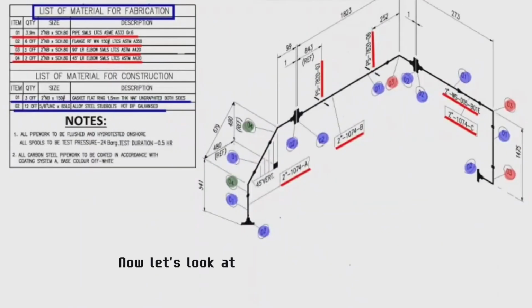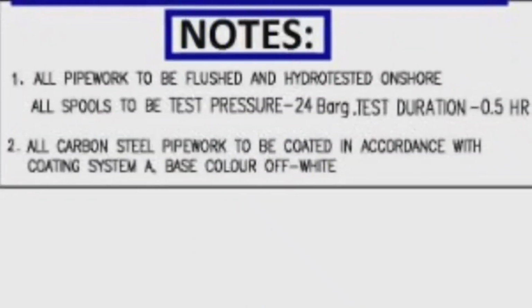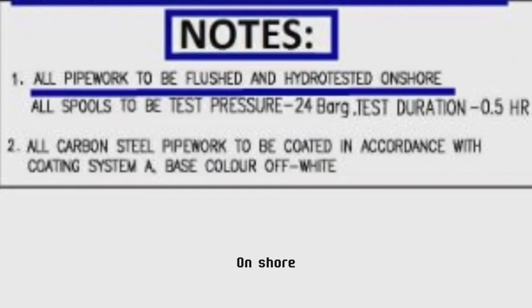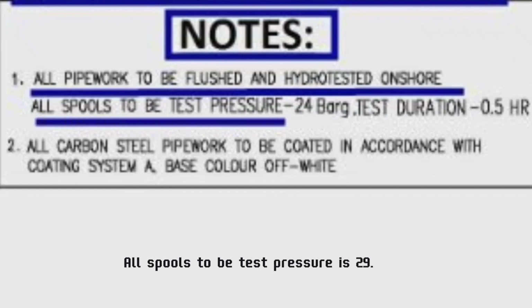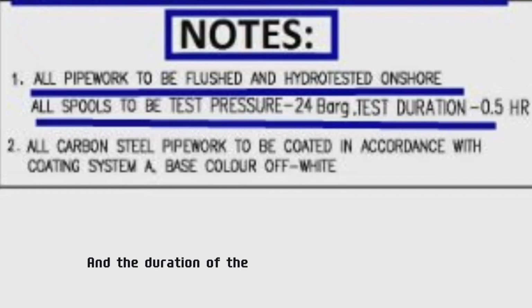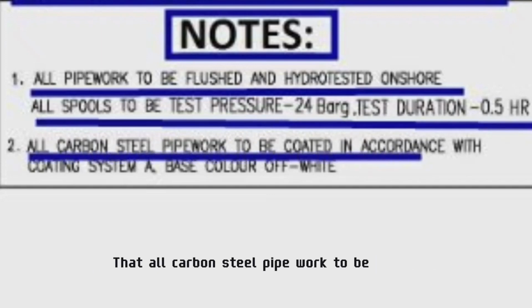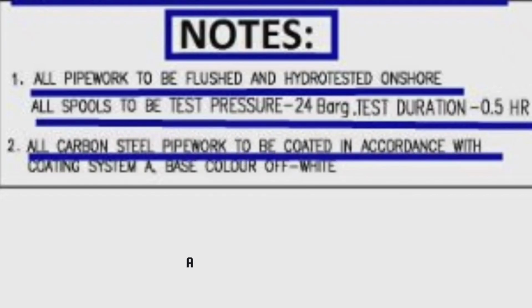Now let's look at the notes on the drawing. The first note indicates that these pipe spools are to be flushed and hydrotested on shore. All spools' test pressure is 29.4 bar, and the duration of the hydrotest will be 30 minutes. The second note says that all carbon steel pipework is to be coated in accordance with coating system A, base color off-white.